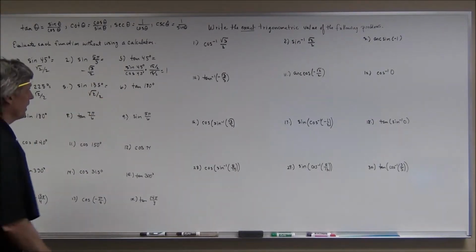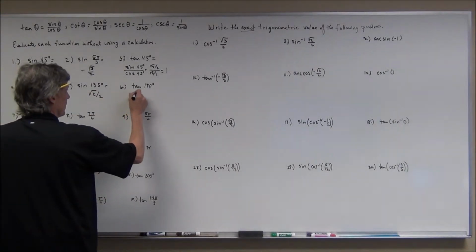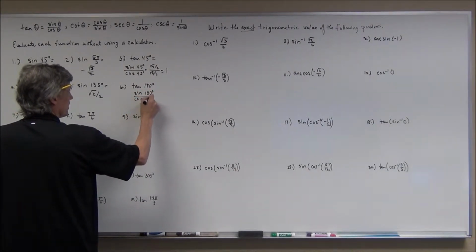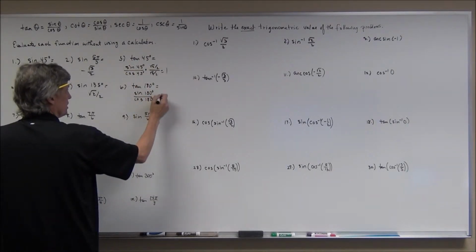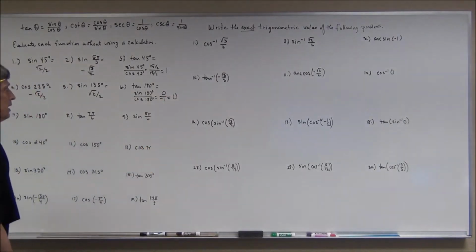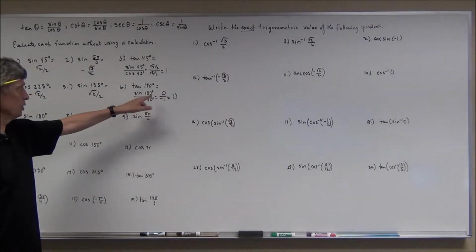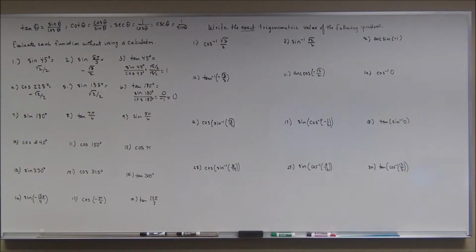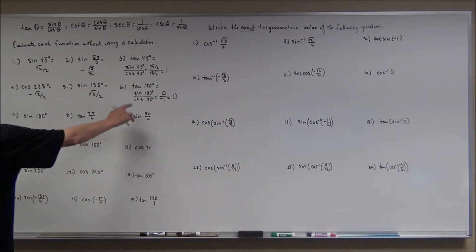The tangent of 180, well, the tangent of 180 is the sine of 180 over the cosine of 180. Now, the sine of 180 is 0. The cosine of 180 is negative 1, so it's equal to 0. Now, if you get 0 in the denominator, which you would at 90 or 270, then we say it's undefined, because you can't divide by 0. The sine of 180, I just had to figure that out here.